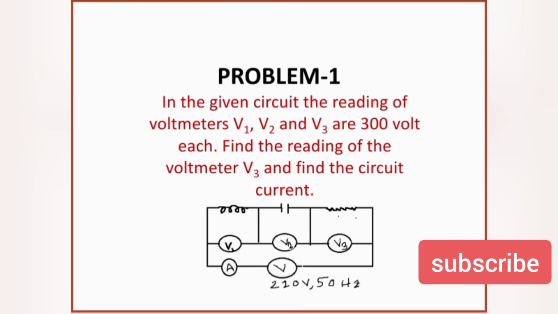Problem 1. In the given circuit, the readings of voltmeters V1 and V2 are 300 volt each. Find the reading of the voltmeter V3 and find the circuit current.